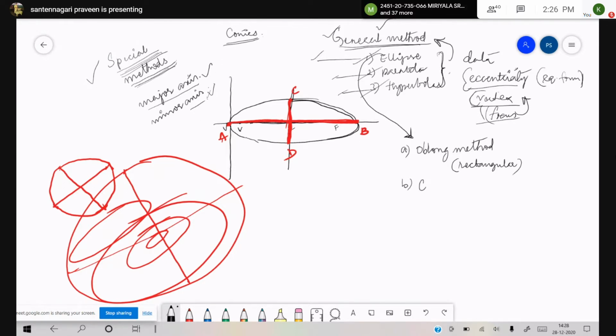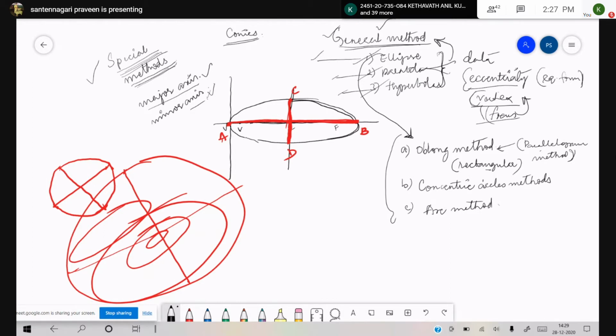Next one is the concentric circles method. You people can note it down. And third one is the arc method. Also we have the parallelogram method, where your figure is almost similar to your oblong method, but the difference between rectangle and parallelogram comes into picture to draw the difference between these two. So we will go one by one. For ellipse, these are the methods included in your syllabus.